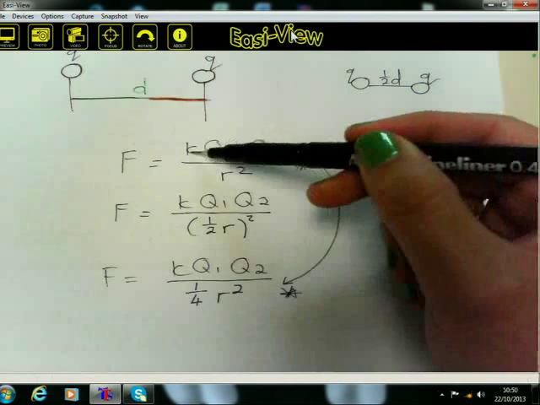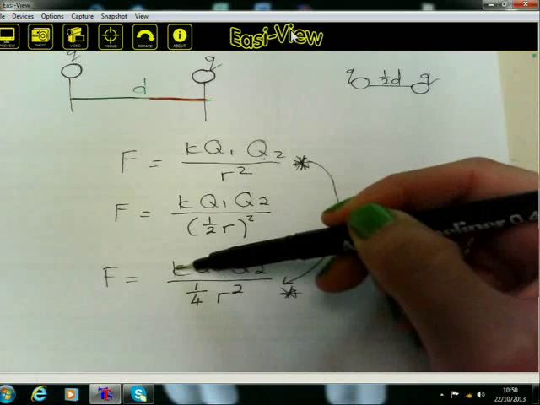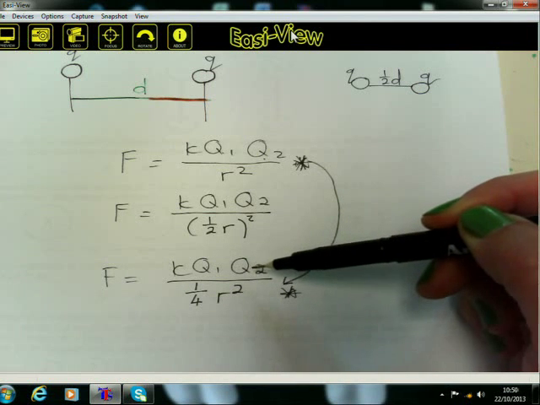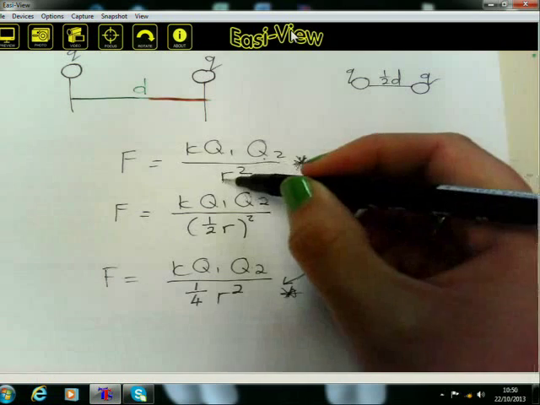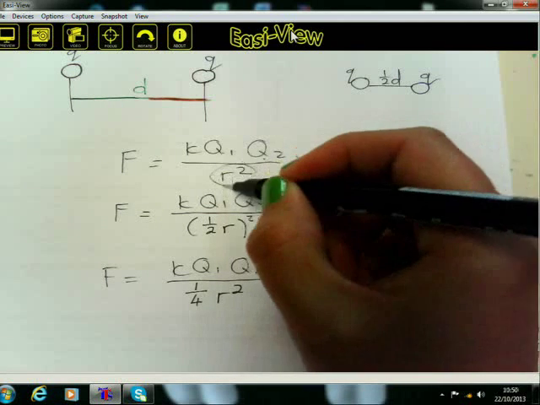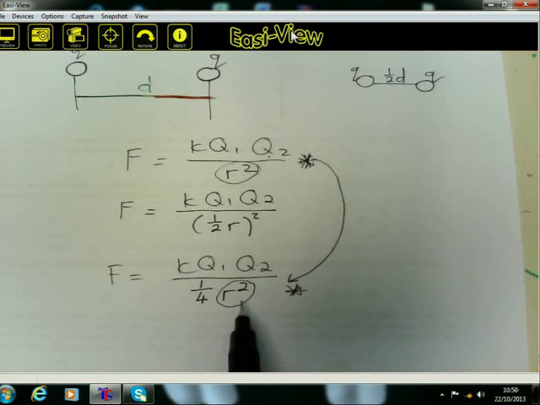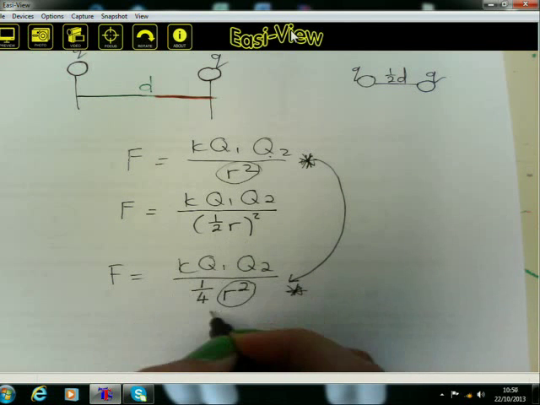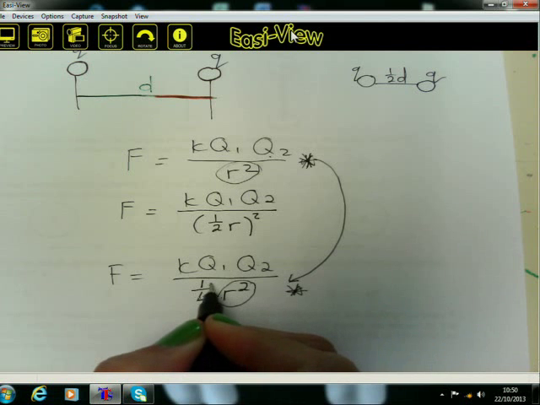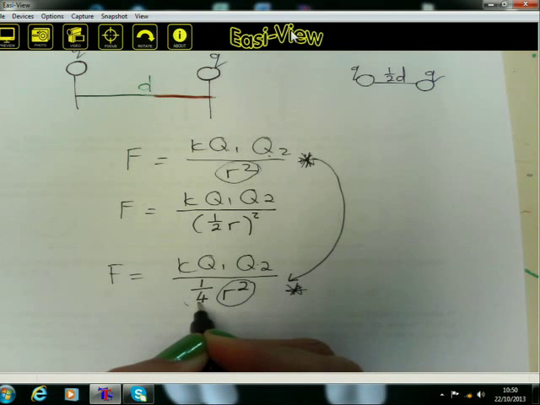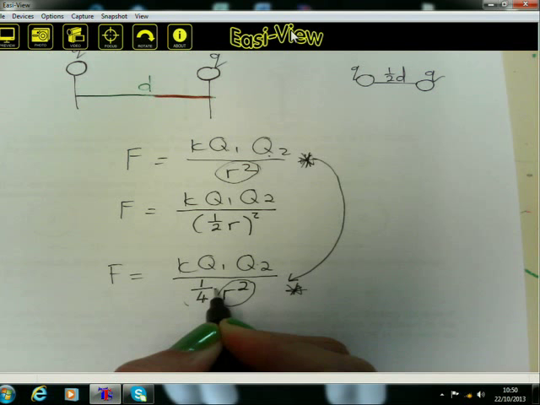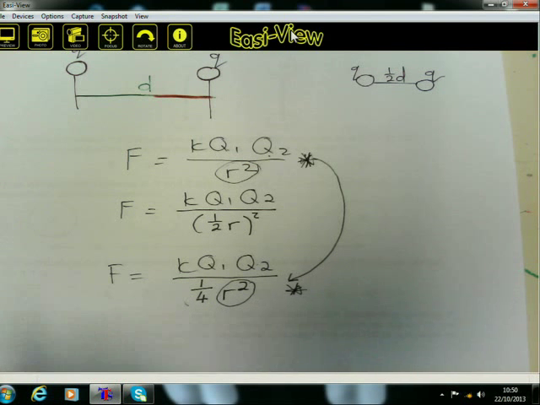We still have K Q1 Q2, K Q1 Q2. But look below the line. We have an R squared. There it is. We still have the R squared. But what happens to the value of this whole thing? It is divided by a quarter. So if we divide by a quarter, we're actually multiplying by 4.